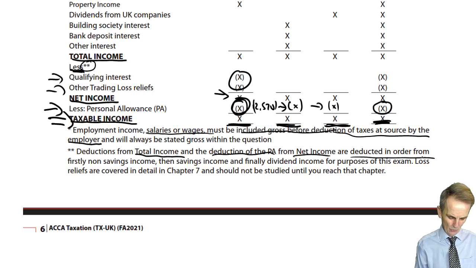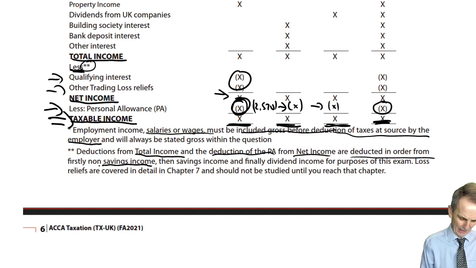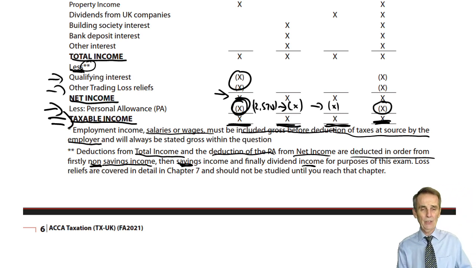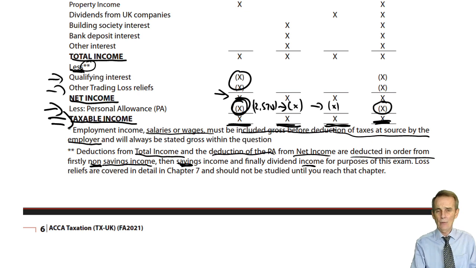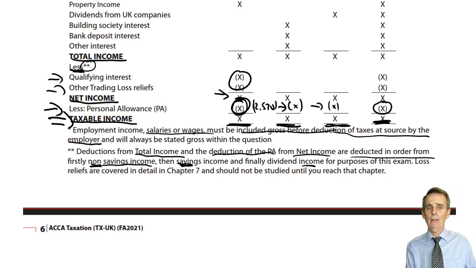Deductions, as we've just said, from total income and the deduction of the personal allowance from net income are deducted in order from, now you know this, firstly, non-savings income, then savings income, and finally dividend income, for purposes of this exam. In reality, it doesn't always work that way. There are situations where the taxpayer is allowed, because it improves their tax position, to do it differently, but that's not an issue for you.